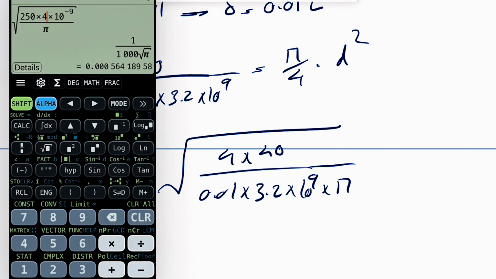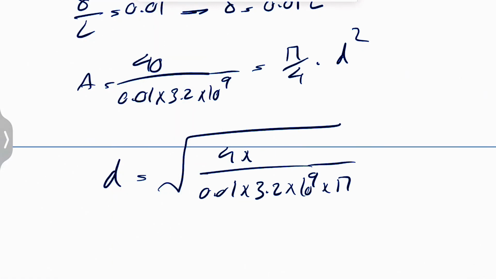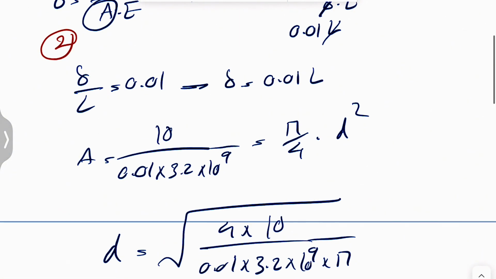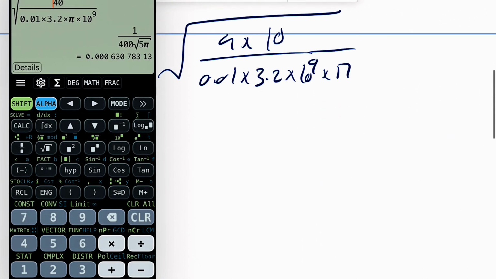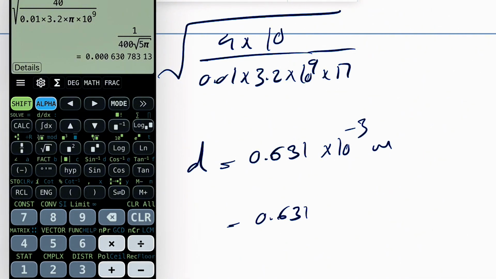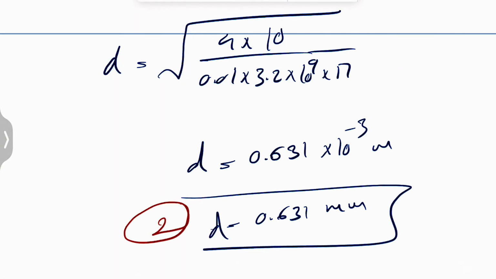So let's see what we get. 4 times 40, 0.01, 3.2 pi times 10 to the 9. Sorry, I made a mistake. Actually, the force in here is 10, it's not 40. So 10, and here we're just going to delete the 10. And that's going to be the next diameter that we get: 0.631 times 10 to the minus 3 meter, or 0.631 millimeter, and that's going to be the second diameter that we have.